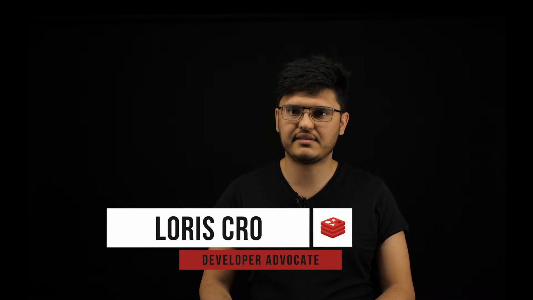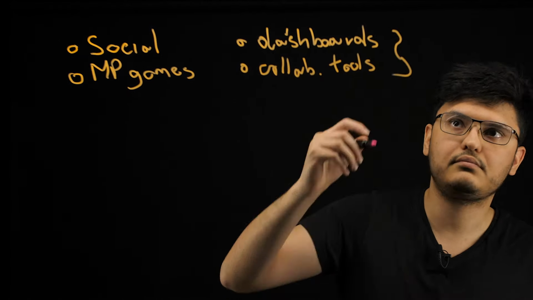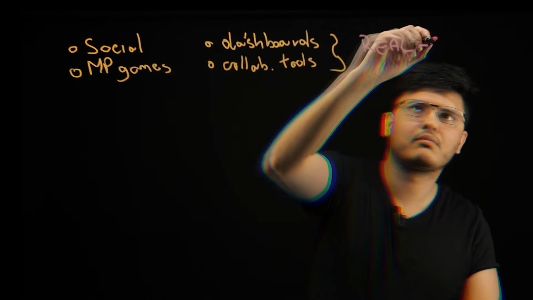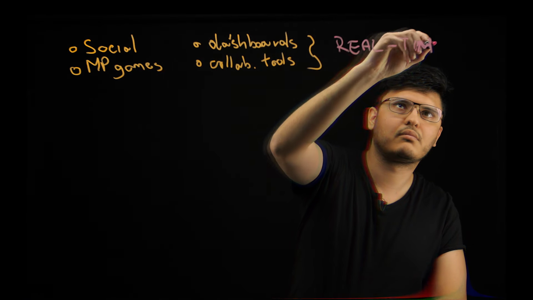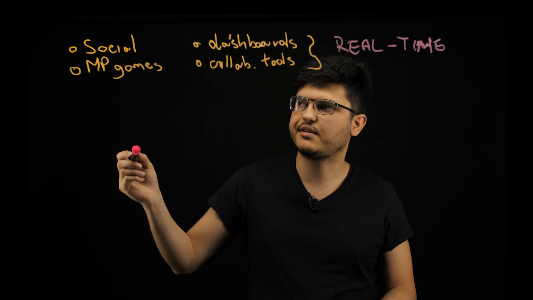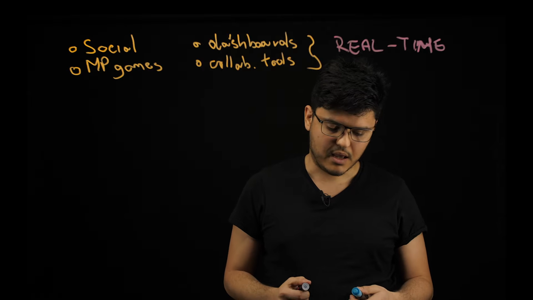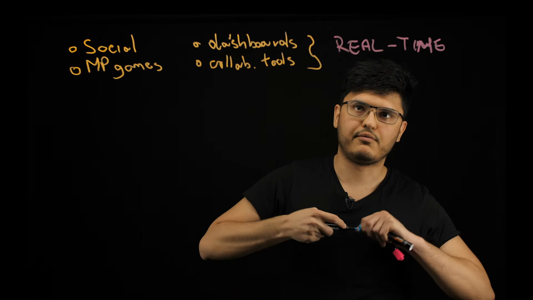I'm a developer advocate at Redis Labs, and this is a video for developers about scaling applications using Redis Pub/Sub. So what do these applications all have in common? Social apps, multiplayer games, dashboards, and finally, collaborative tools. So these applications are all real-time applications. What do I mean by real-time? They are real-time because whenever a user makes an interaction, every other user can see the result of that interaction immediately. And to do so, these applications make use of WebSockets.